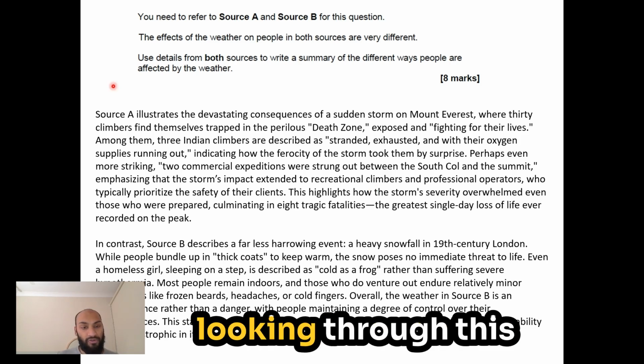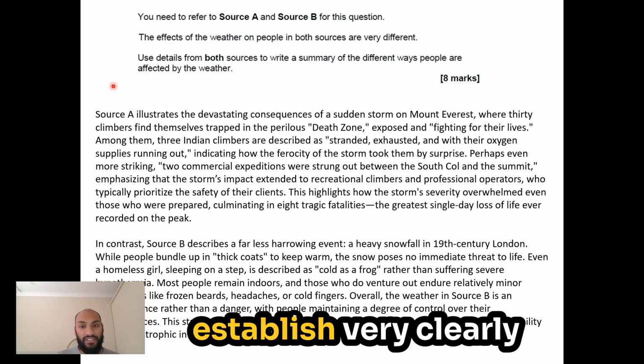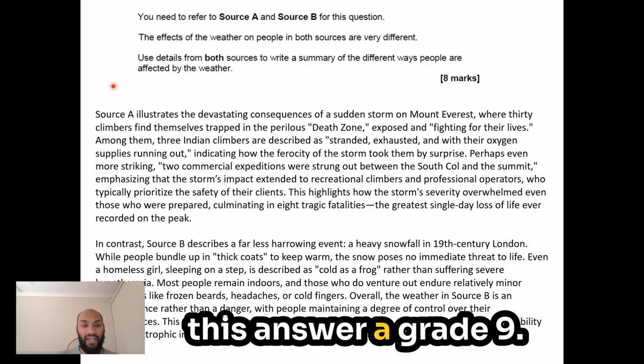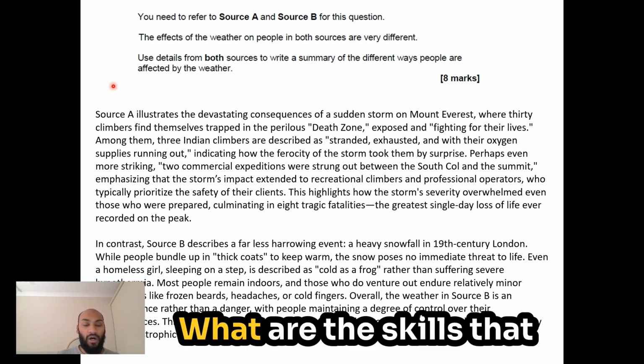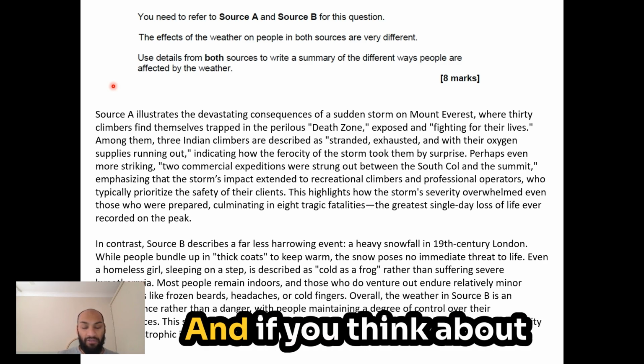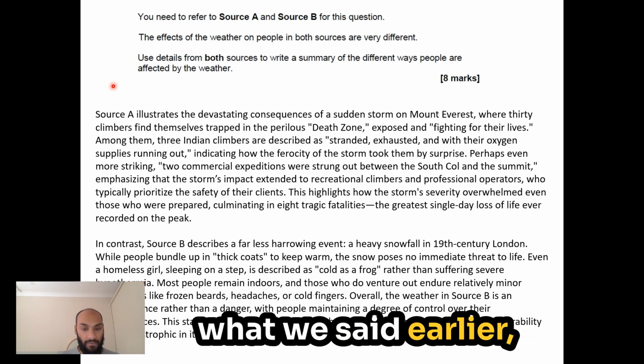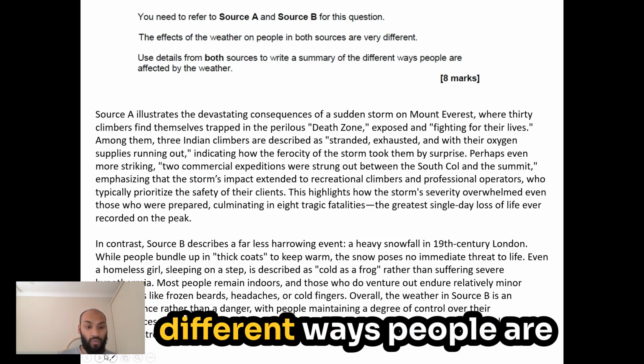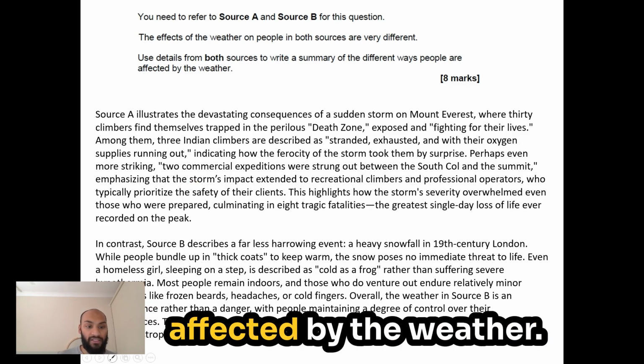As we're looking through this answer, we're going to establish very clearly what it is that gets this answer a grade 9. What are the skills that they're demonstrating? If you think about what we said earlier, they need to establish the differences and the different ways people are affected by the weather.